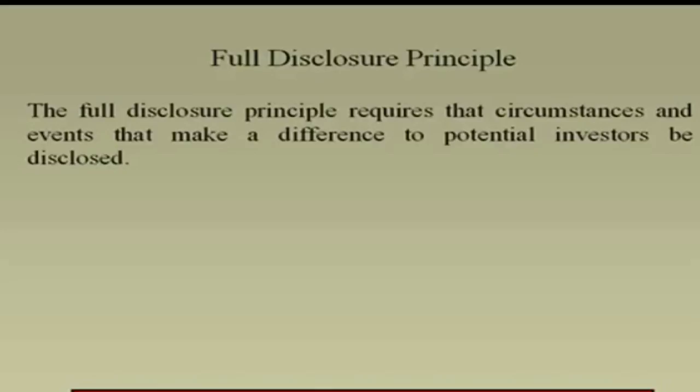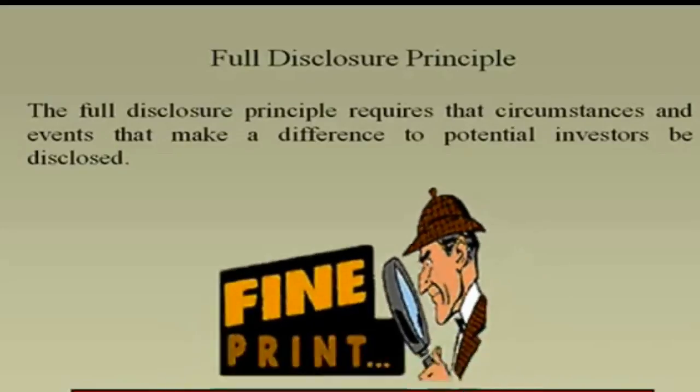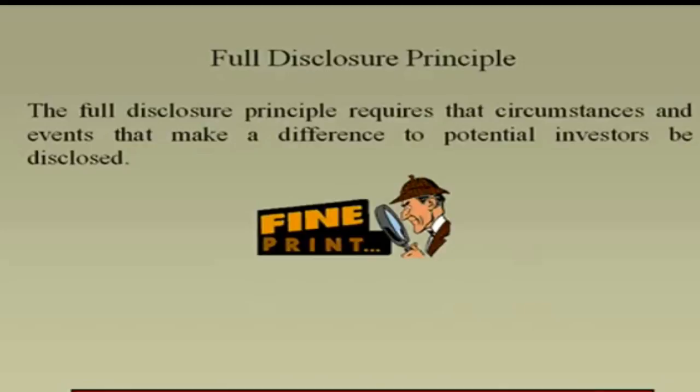The full disclosure principle requires that circumstances and events that make a difference to potential investors must be disclosed. The company must disclose everything that would interest you as a potential investor. Let me tell you a story. Years back, a company called Manville Corporation. Does that ring a bell? Manville Corporation was sued by 52,000 former employees and their dependents because they contracted cancer while being exposed to asbestos working at Manville. The total claims exceeded $2 billion.